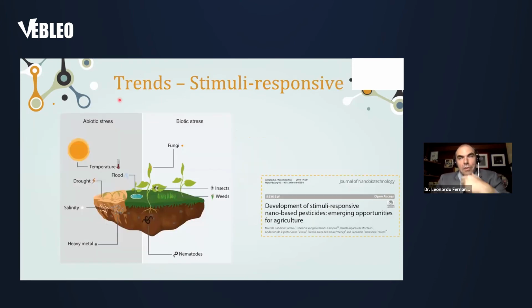Another kind of trend that we have in applications of nanotechnology in agriculture is the idea to use stimuli-responsive factors to release the active ingredients into the environment. We can consider the abiotic and biotic stressors. For example, we can use temperature, fluid, drought, salinity, or heavy metals that can connect to the nanoparticles and promote some release. Also, we can consider the presence of fungi, insects, weeds, or nematodes.